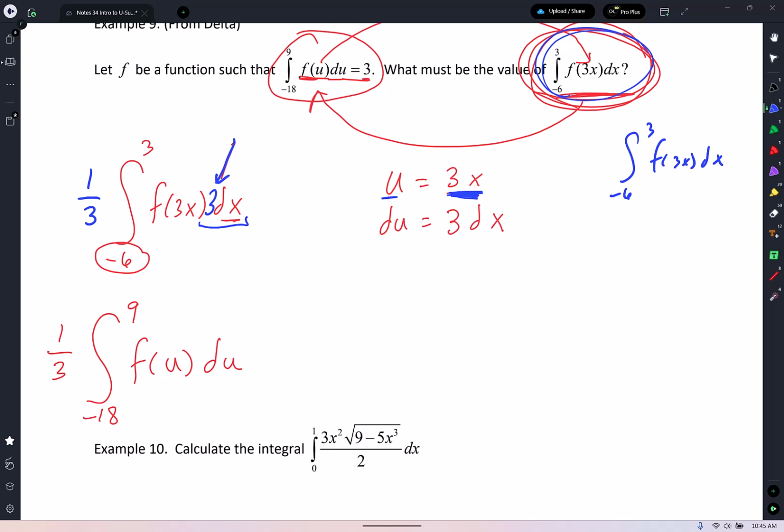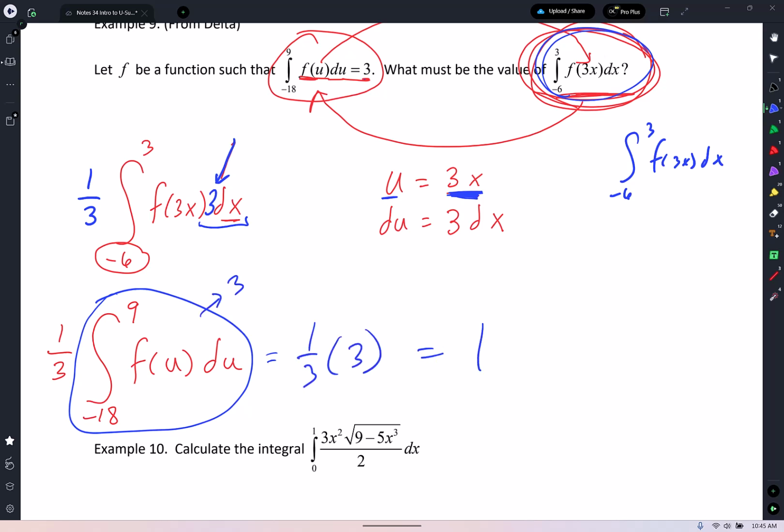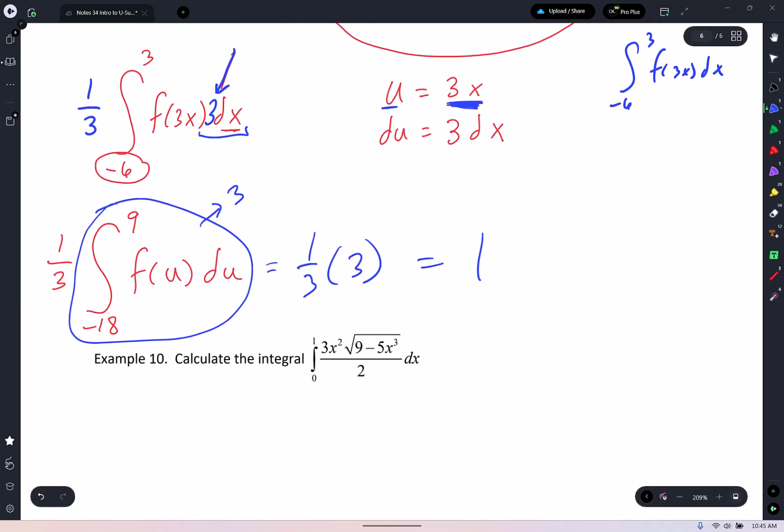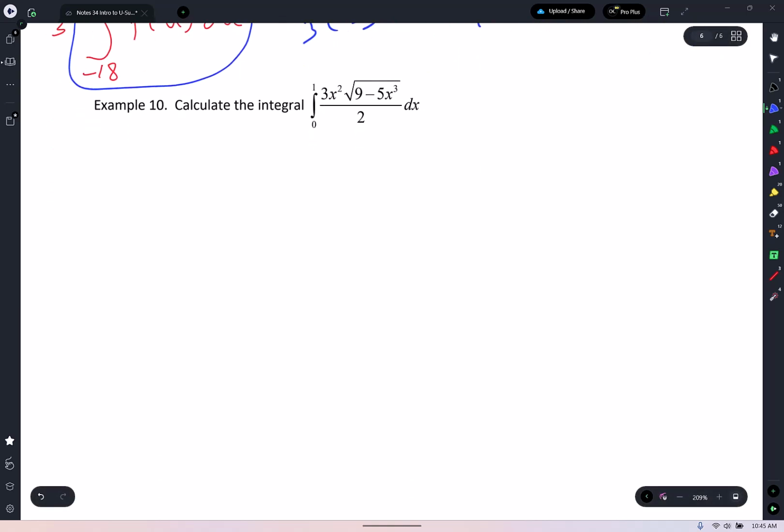Hold on. I plugged in my 3 so I can balance it out, 1/3. And then I did it in terms of u. 1/3 from negative 18 to 9 of f of u du. Yeah, it's 1, because this right here is 3. So 1/3 times 3. We're good. I'll do one on delta just in case.